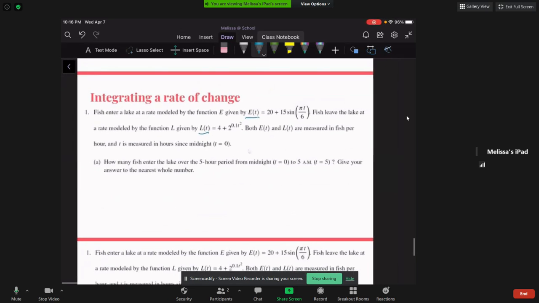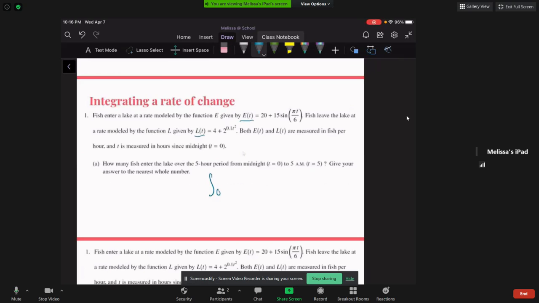So we are looking for the integral from 0 to 5 of 20 plus 15 sine pi t over 6, and you are going to plug that right into your calculator. And what we get is 153.457, and again, we're just going to round that to approximately 153 fish.